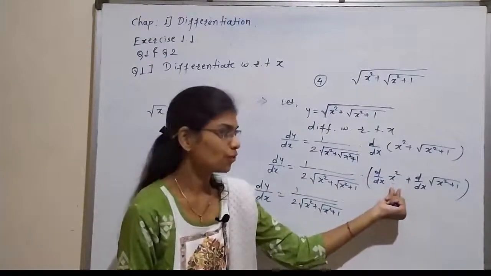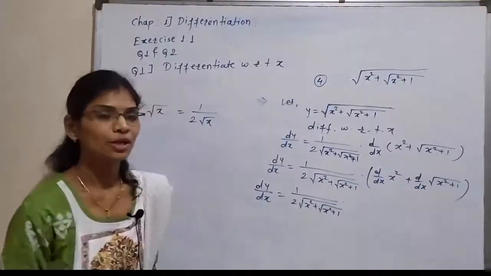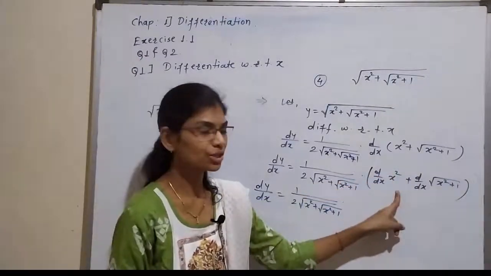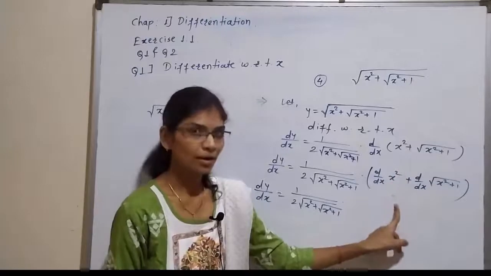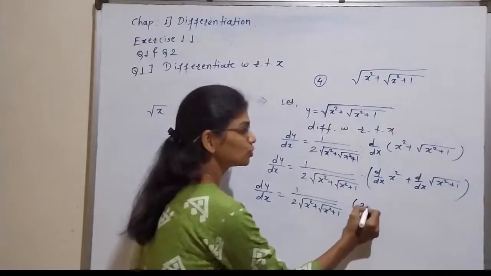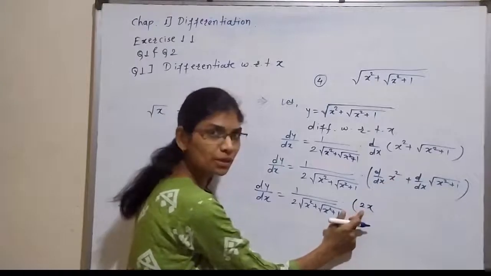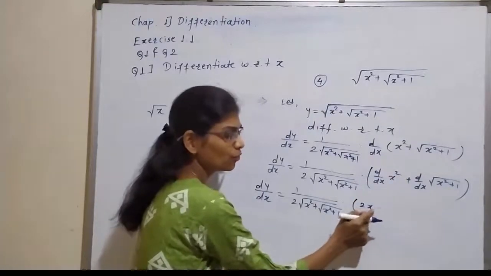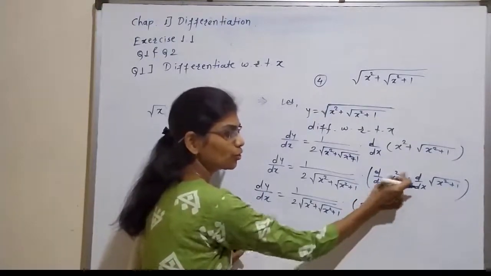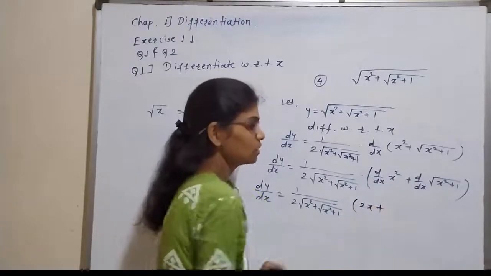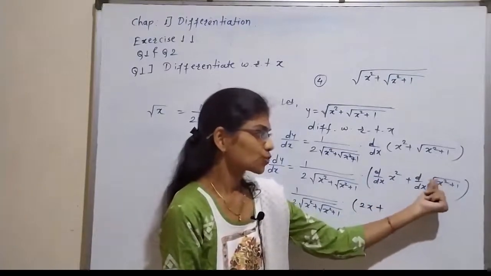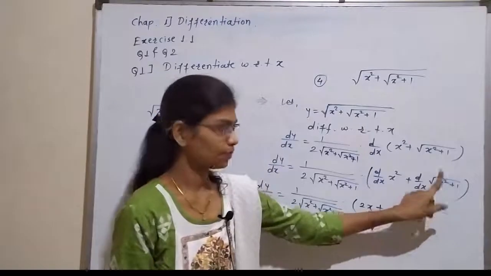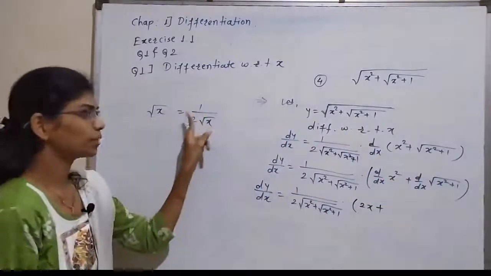Here again we can use the formula for x raised to n, and we know that the derivative of x raised to n is n multiplied by x raised to n minus 1, that is, the index in the form of a multiplication and the index less by 1. So the derivative of x square is 2x, the index in the form of a multiplication and the index 2 less by 1, it is only 1, x raised to 1. So the derivative of x square is 2x, plus here square root of x is present. Therefore take the derivative for root, and the derivative of root x is 1 by 2 root x.